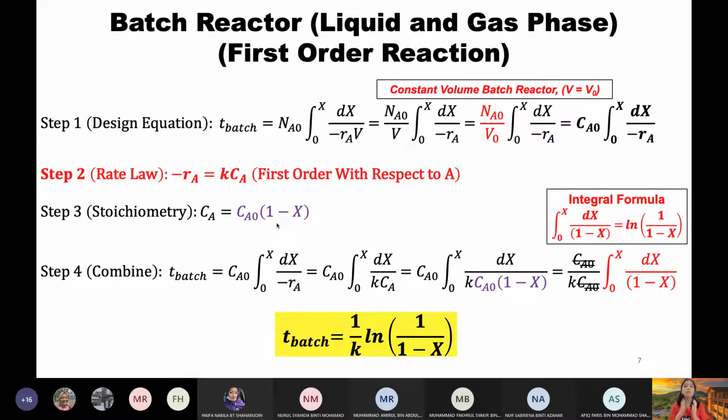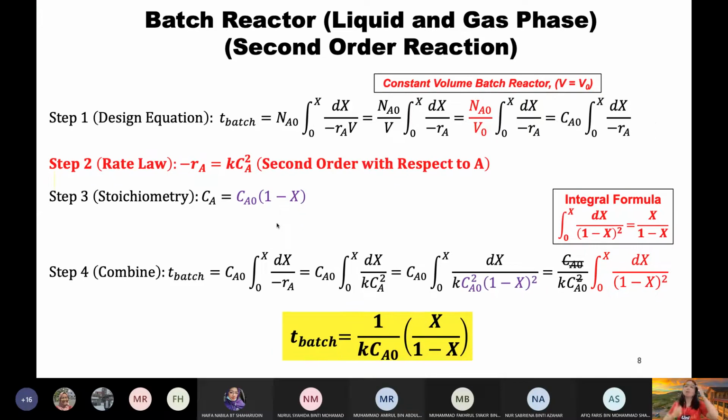Okay, so you have already derived the very first equation, tetapi equation ni as I told you must fulfill 3 requirements: batch reactor, rate law mesti minus RA equals KCA, and third dia adalah liquid atau gas. Okay, done for the very first equation. Now we go to the second equation.